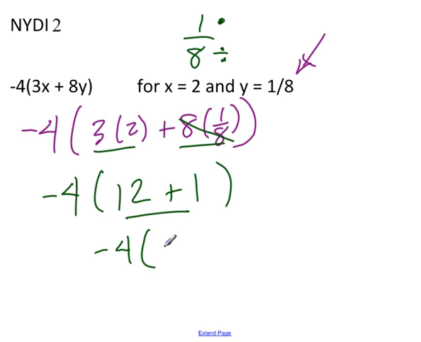Negative 4 times 13 now, which is going to equal... Why did I write a 12? Oh, man. You guys sat there thinking, what is wrong with this guy? 2 times 3. I did 2 times 6 in my head. I am very sorry. That is a 6. And 6 plus 1 makes 7. And so negative 4 times 7 is negative 28.